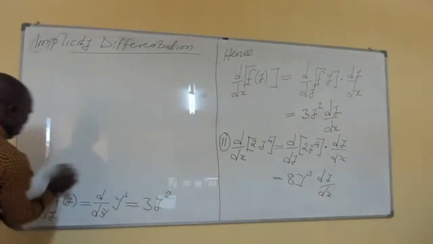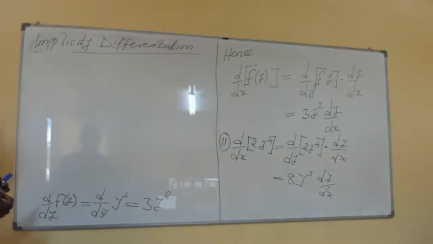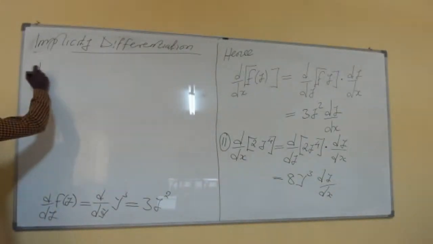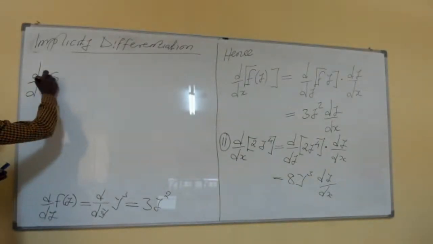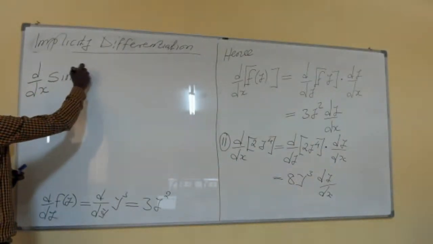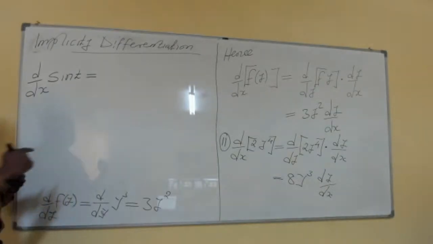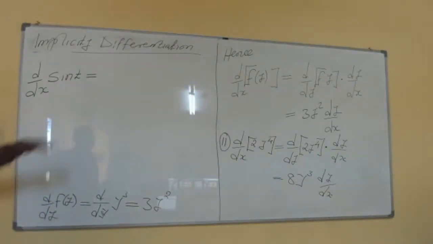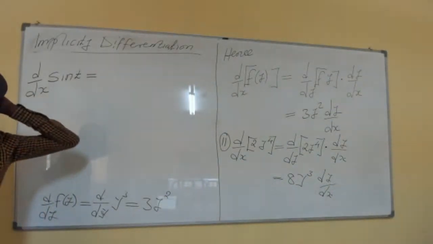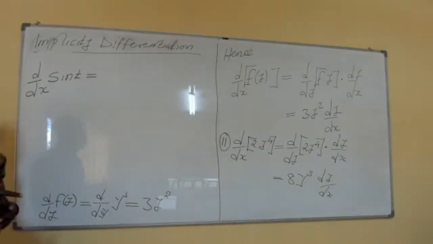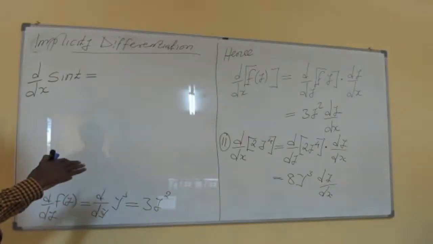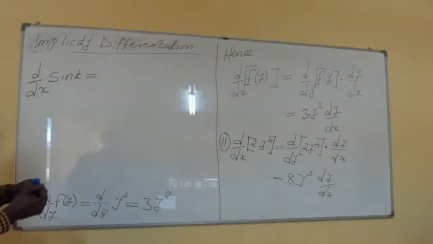So the third one is the derivative with respect to x of sine of t. Now if you look at sine of t, it is a function of t, where t is a function of x. So this is the scenario here: we have a function of t where t is a function of x.